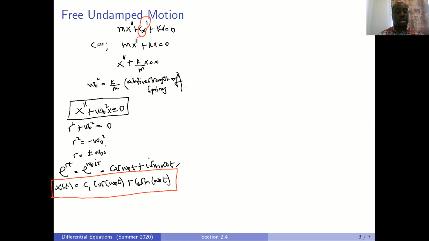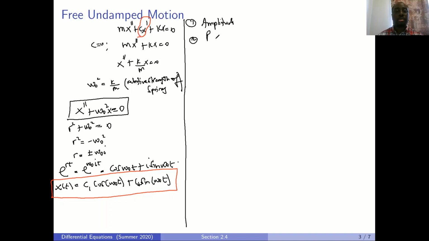Okay, so this is our motion, and a couple of things that we are interested in here. We would like to ask the question, one, what is the amplitude of this motion? The amplitude is the maximum deviation from rest.